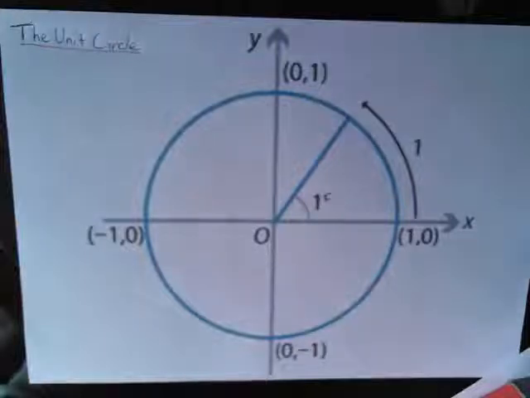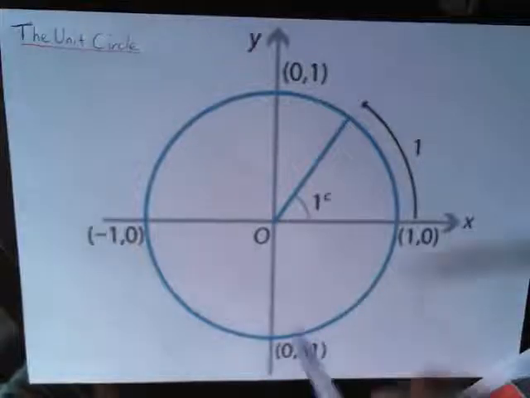The chapter is 14 in the textbook, but the chapter is called Circular Functions. The reason the chapter is called Circular Functions is that it has a lot to do with what you can see on screen in front of you now. What you can see is called the unit circle.